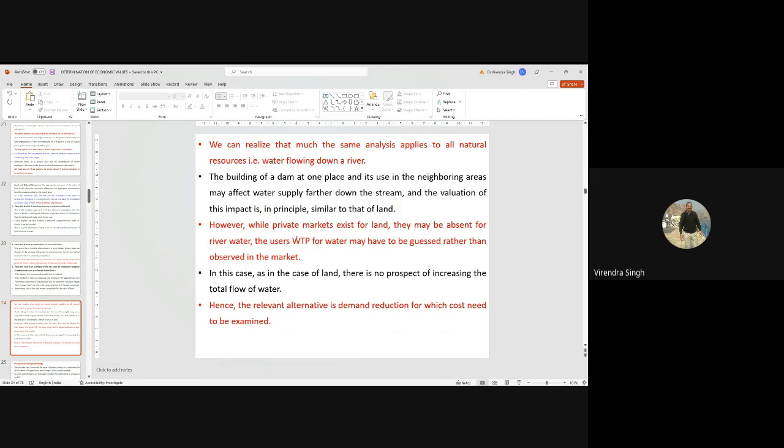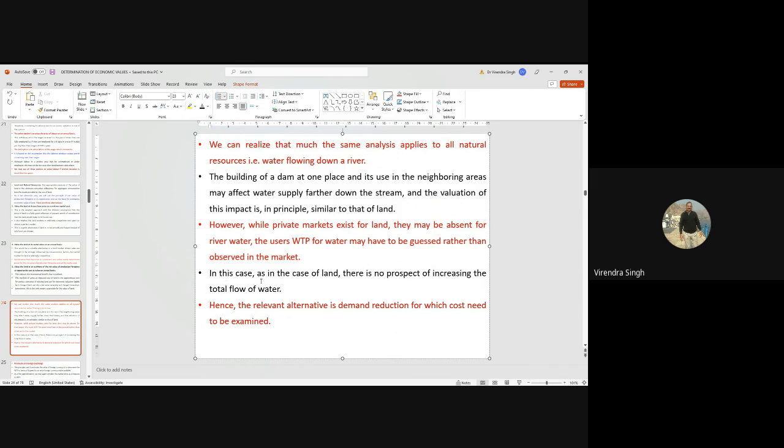However, while private markets exist for land, they may be absent for river water. The user's willingness to pay for water may have to be guessed rather than observed in the market. There is a difference, because a market may not be present for river water, but land markets do exist. So in the absence of a market for river water, it is just an approximation of the value of the river water based on observation. It cannot be recorded; it can only be judged.